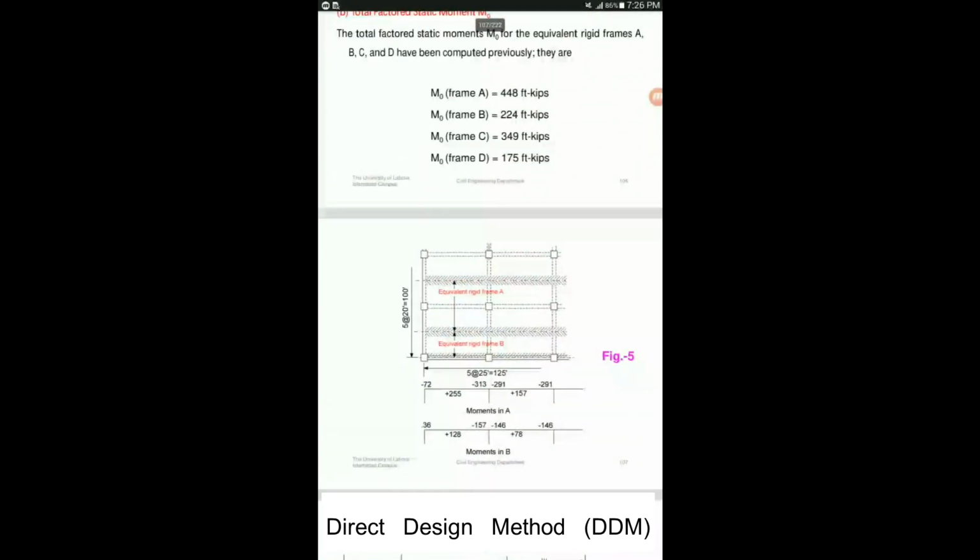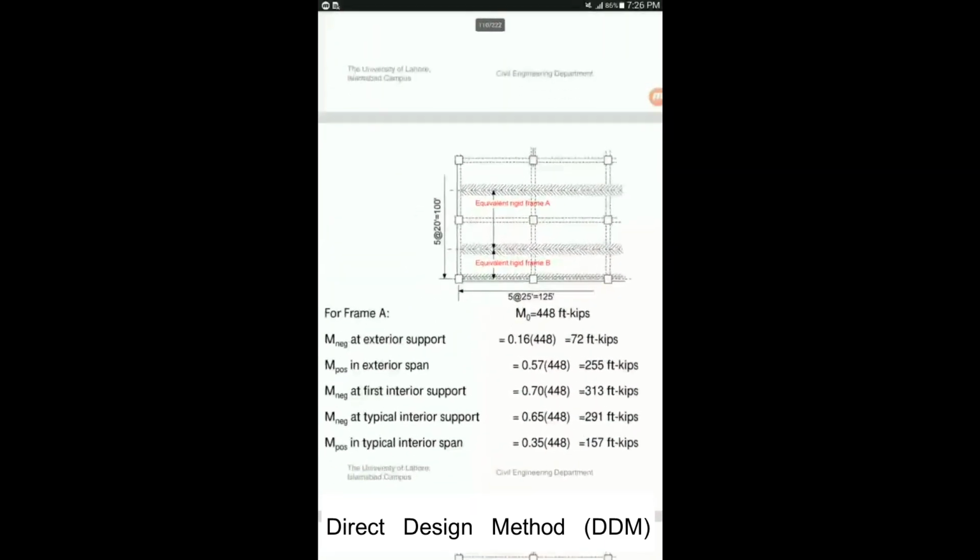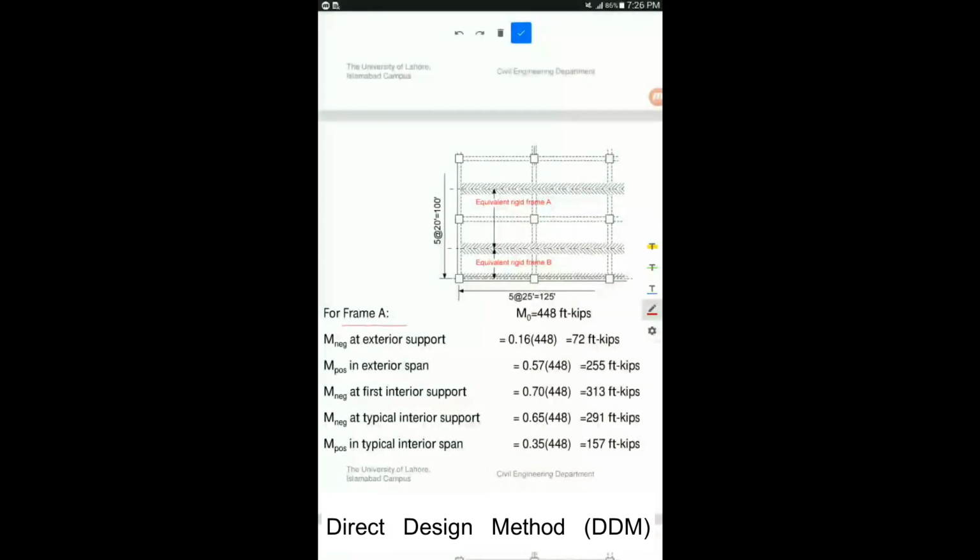So we will distribute this 448 kip moment. See, the calculations are shown here. These are the calculations for rigid frame A. For location 1, the coefficient is 0.16, the one I showed you earlier. 0.16 of M0, because we already said that for this equivalent rigid frame A, the value of M0 is 448 ft-kips. So 0.16 of M0. Then for location 2 we have the coefficient 0.57, multiplied with M0 again. So these are the moments at these 5 locations.